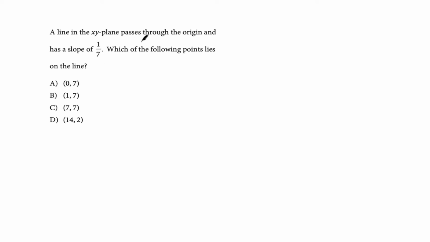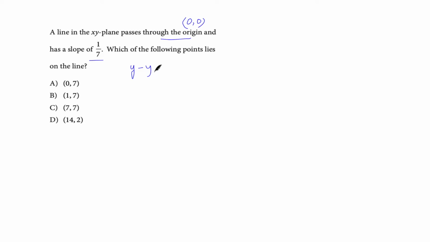A line in the xy plane passes through the origin. Origin is 0, 0 and has a slope of 1 by 7. Now we have a point, we have our slope, we can do anything. Which of the following points lies on the line? Okay, the first thing we have to do is form the equation.